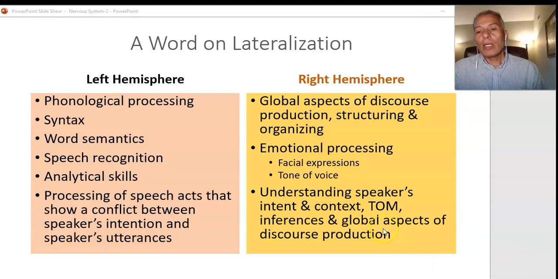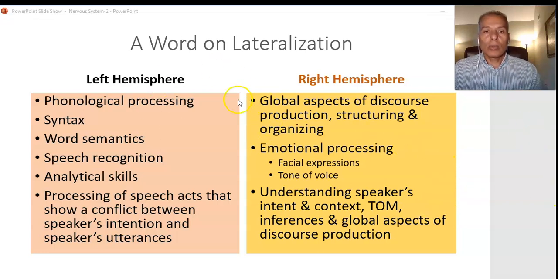And then the general aspects of discourse production, like producing connected speech, making a story, comprehending a story, making sense of what someone says. All of these are regulated by the right hemisphere.